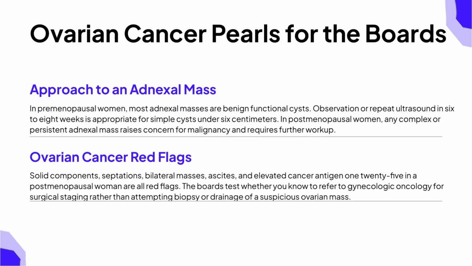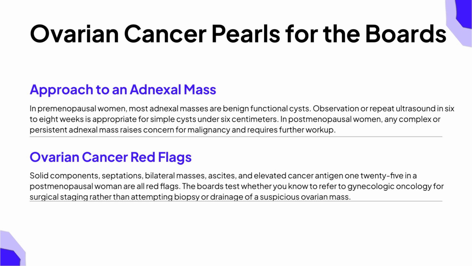Now let us review some ovarian cancer pearls that are essential for the boards. When approaching an adnexal mass, the first thing to consider is the patient's age. In premenopausal women, most adnexal masses are benign functional cysts. For a simple cyst under 6 centimeters, observation with repeat ultrasound in 6 to 8 weeks is appropriate. However, in postmenopausal women, any complex or persistent adnexal mass raises concern for malignancy and needs further evaluation.